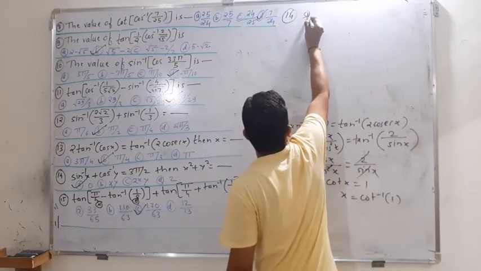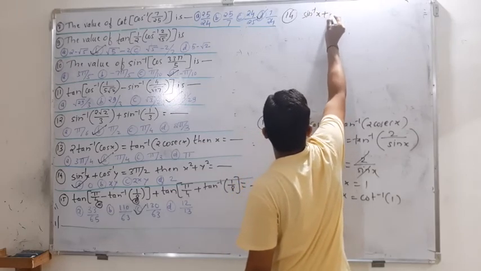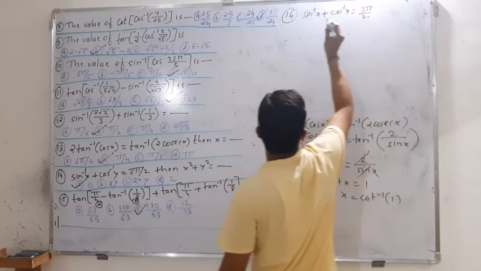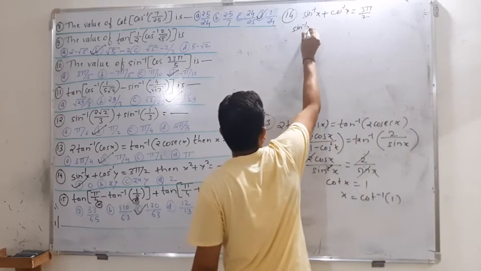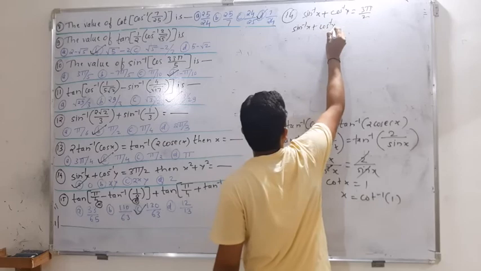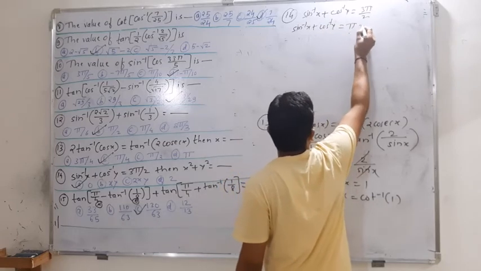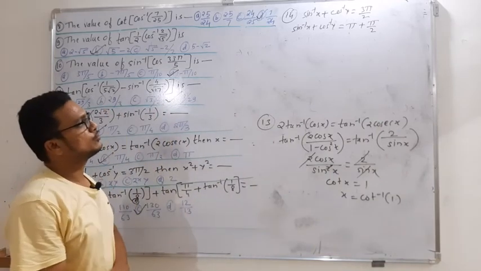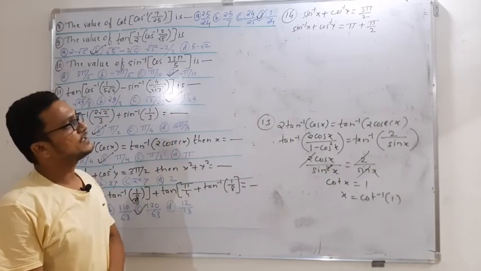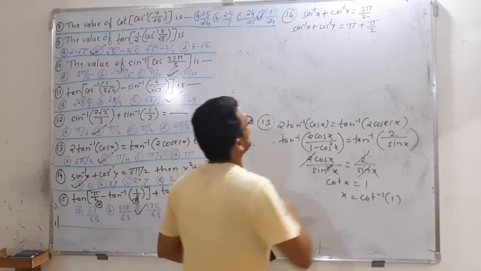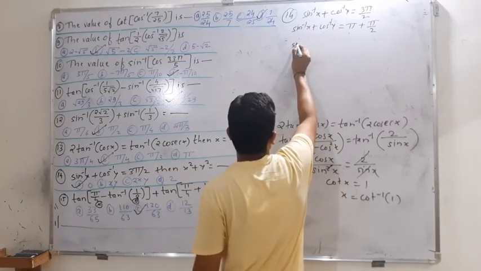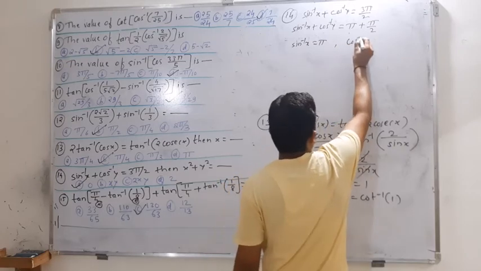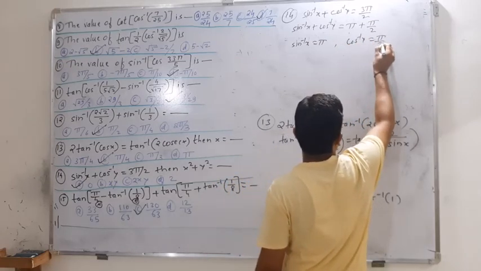So this is sin inverse x plus cos inverse y is equal to 3 pi by 2. This 3 pi by 2 can be written as pi plus pi by 2. If you simplify that, you will get 3 pi by 2. Now equate the corresponding elements. So sin inverse x is equal to pi, and cos inverse y is equal to pi by 2.